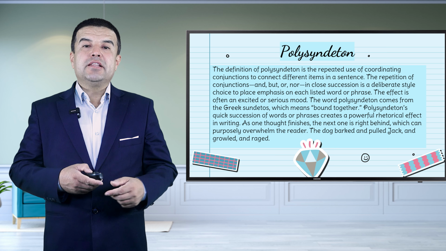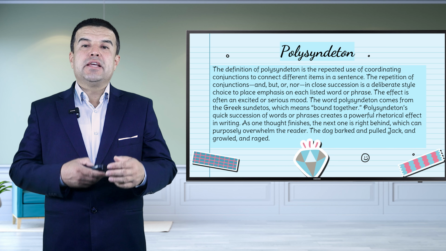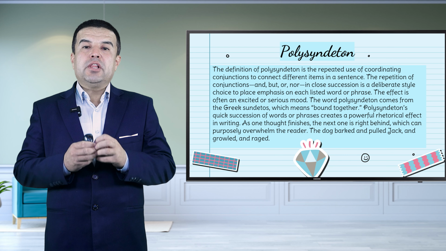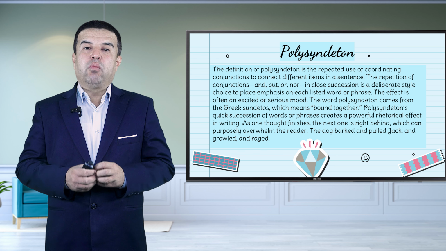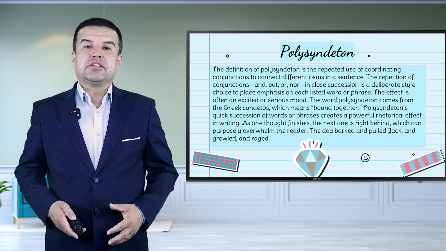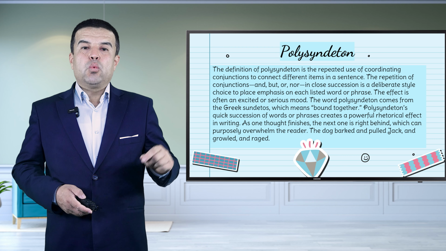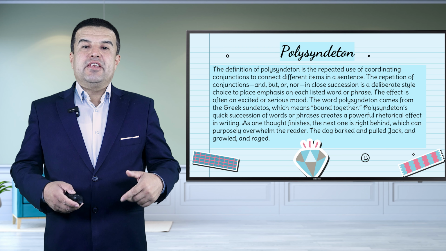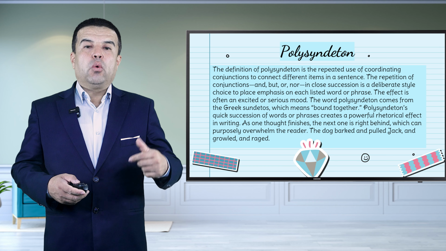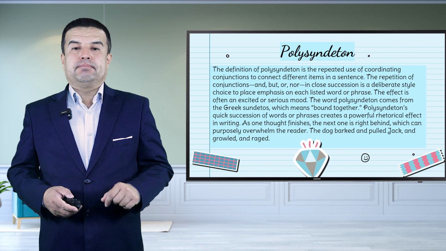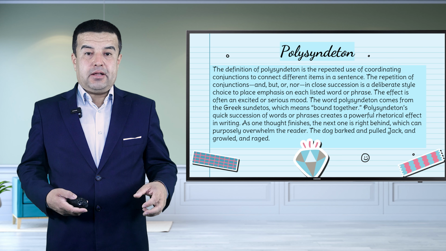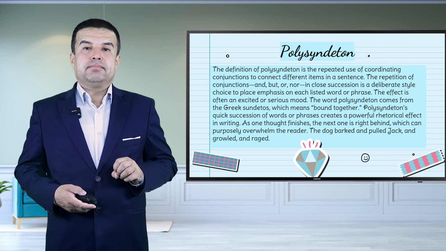The word polysyndeton comes from the Greek syndeton, which means bound together. Polysyndeton, a quick succession of words or phrases, creates a powerful rhetorical effect in writing. As one thought finishes, the next one is right behind, which can purposely overwhelm the reader. For example: the dog barked and pulled the jack, and growled and raged.